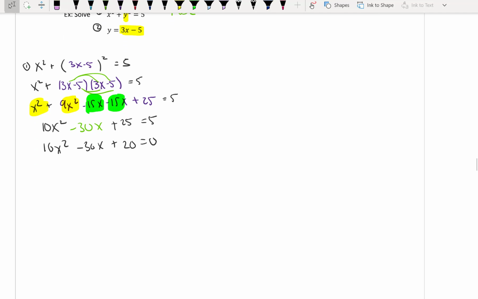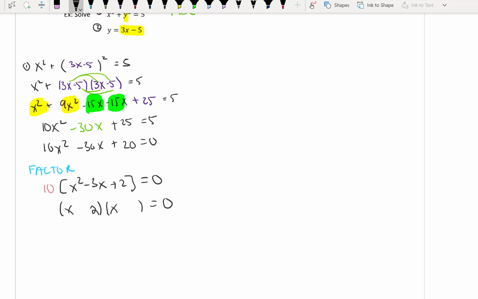So then from here, I can factor, and it looks like my GCF is going to be a 10. So I'm going to factor. GCF is a 10. So I'm left with an x squared minus a 3x plus 2 is equal to 0. And hopefully you guys are becoming a little bit more comfortable with factoring. To multiply to 2 is 2 and 1. To add to negative 3, only if they're both negative.